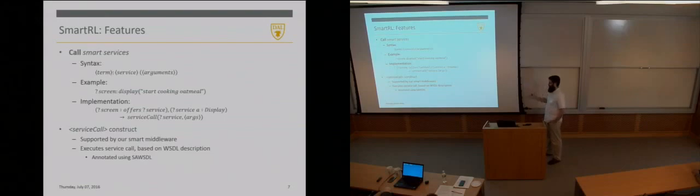For instance, the services that we're currently relying on, we're assuming they're web services with a WSDL description. They're semantically annotated using SAWSDL, semantic annotations for WSDL. So you're using SAWSDL to inject ontology concepts into these WSDL descriptions. That's how we know that it's, for instance, of type display and it offers certain services.